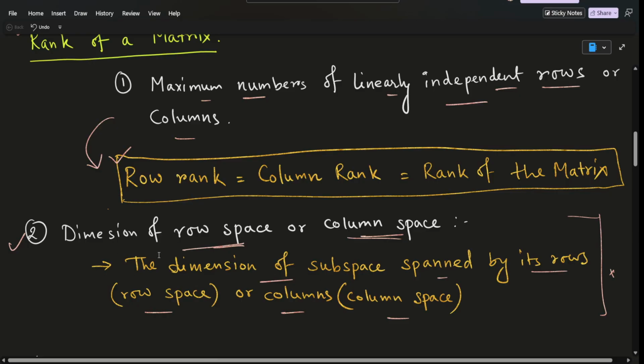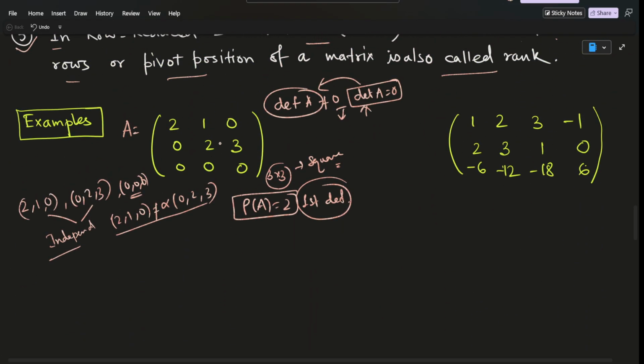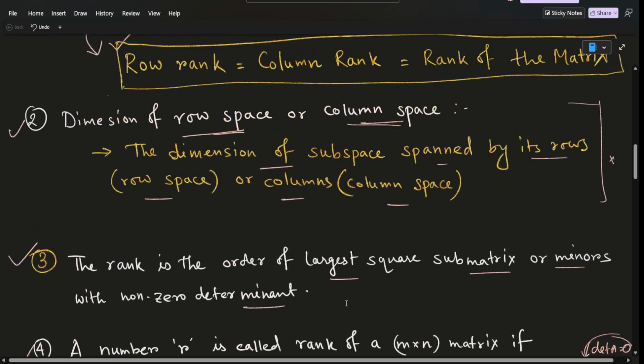Second definition is dimension of row space or column space. See here, if we see the row space, fine. Row space means actually non-zero. See, these two rows actually span this matrix A, so from that point of view we can say that the rank of this matrix A is 2. Okay. So this is the case, or in the column case, this is also true.